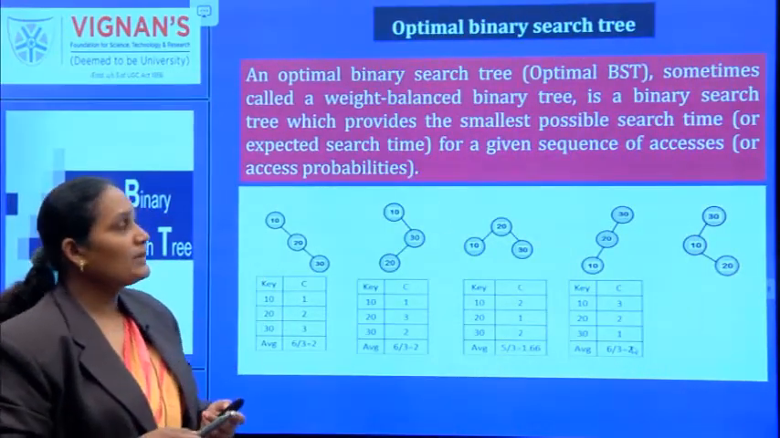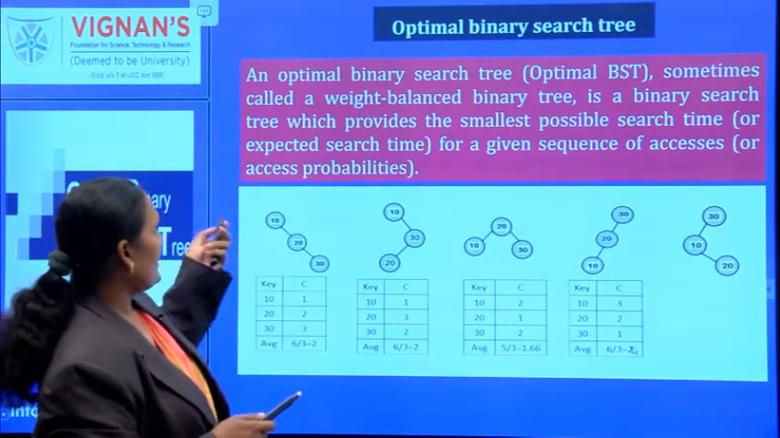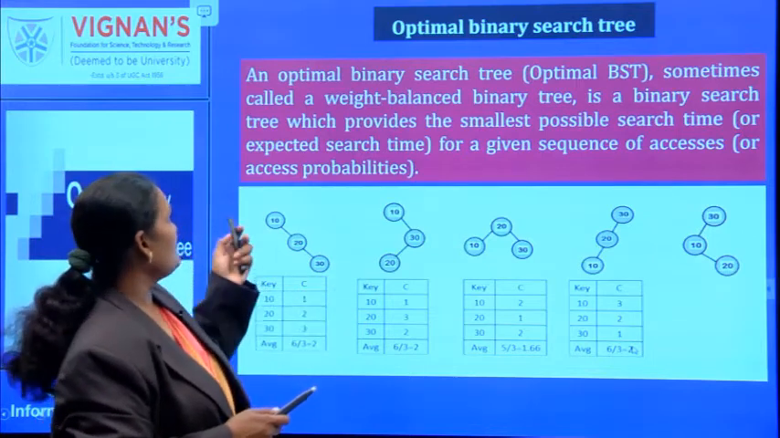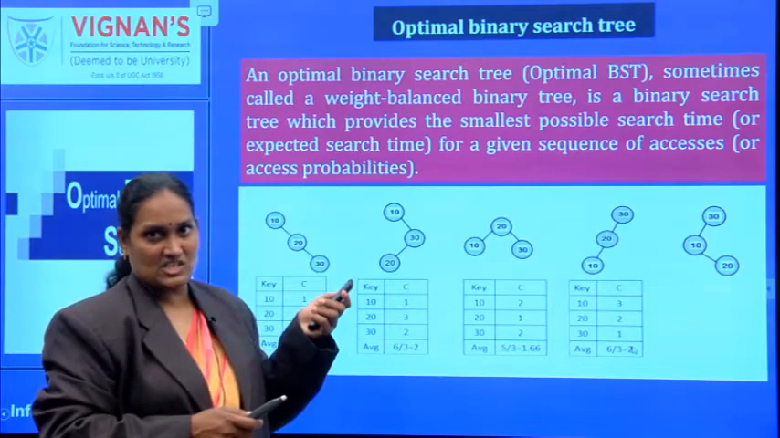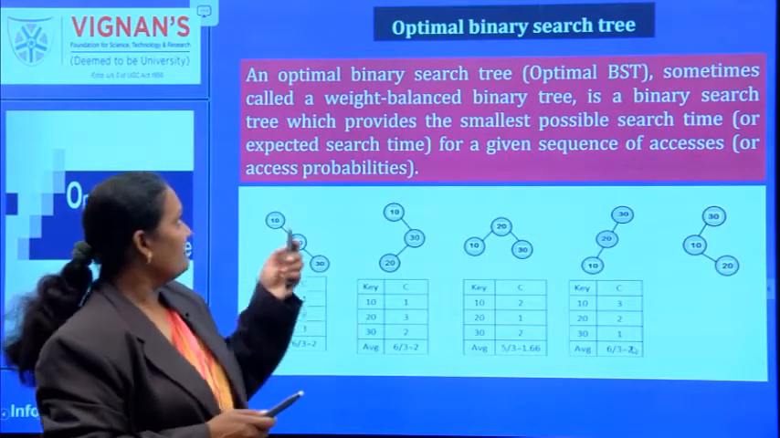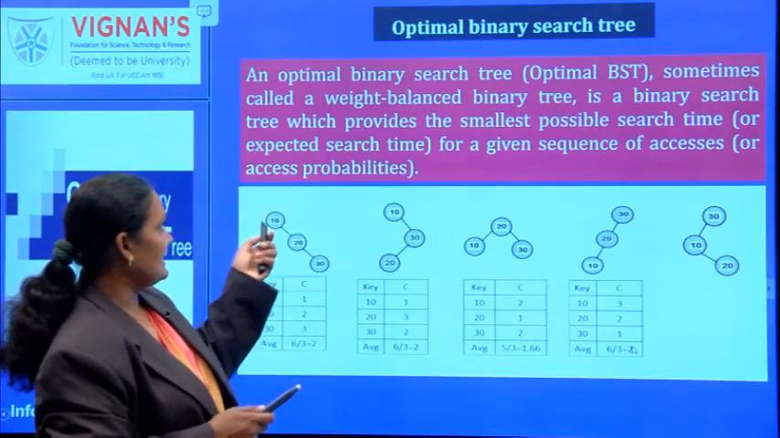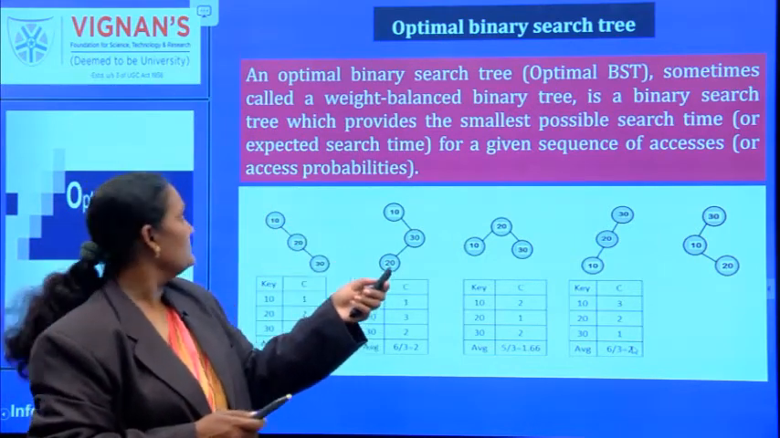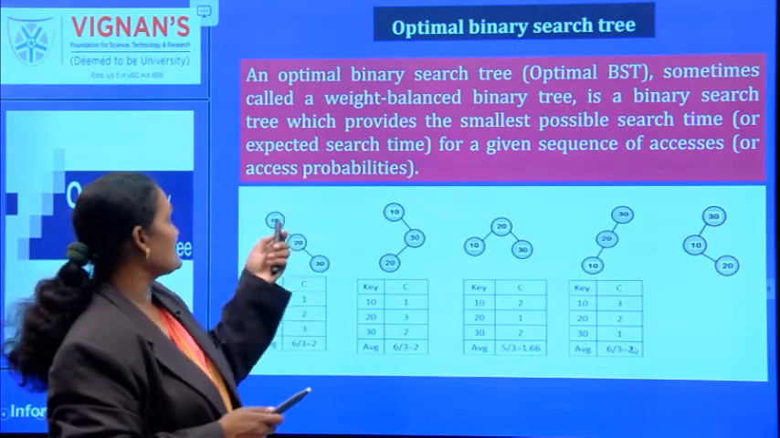Now coming to optimal binary search tree. What is an optimal binary search tree? Let us see. An optimal binary search tree, also called optimal BST, sometimes called a weight balanced binary tree, is a binary search tree which provides the smallest possible search time or expected search time for a given sequence of accesses.